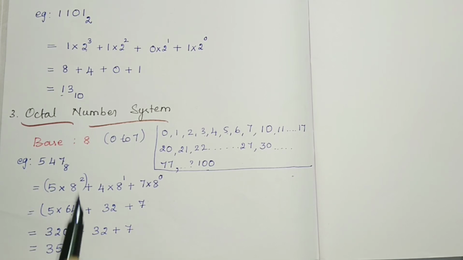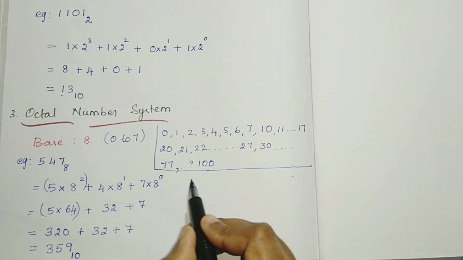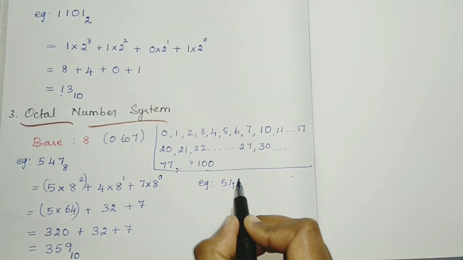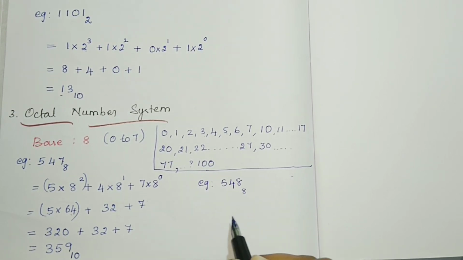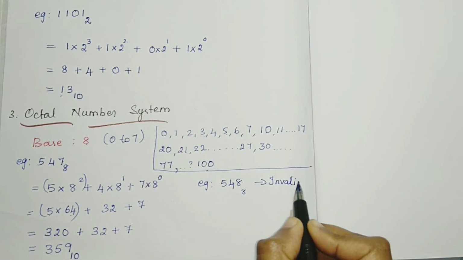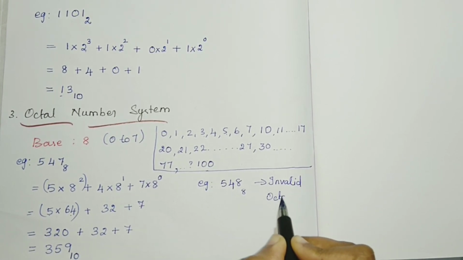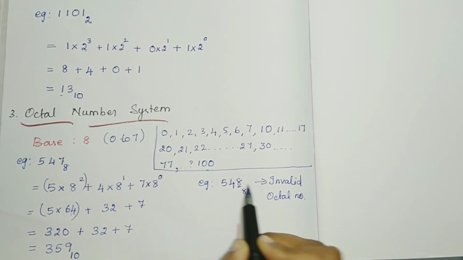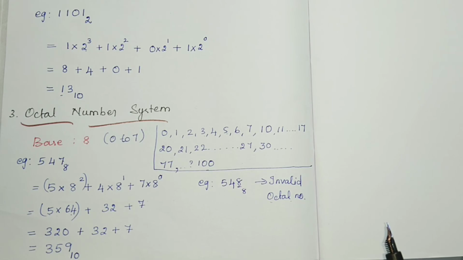359 decimal number is written as 547 in octal number system. So for example, if the number is given as 548 base 8, then this number is considered to be an invalid octal number. The reason is there is no 8 and there is no 9 in octal number system.